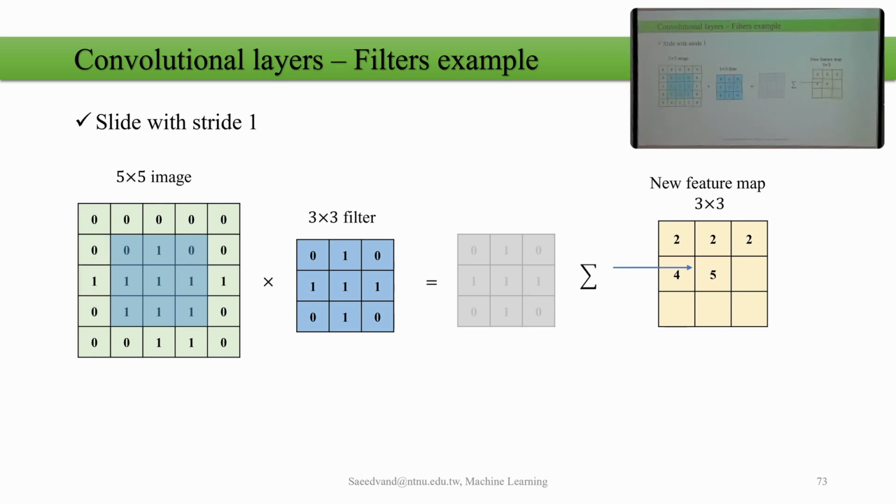Then again calculate it, 4, 5, calculate it 4 again. I'm continuing, calculated 3, calculated 5, calculated 4. Now, what does it mean? It means that the abstracted or lower-level features from this image are extracted over here.